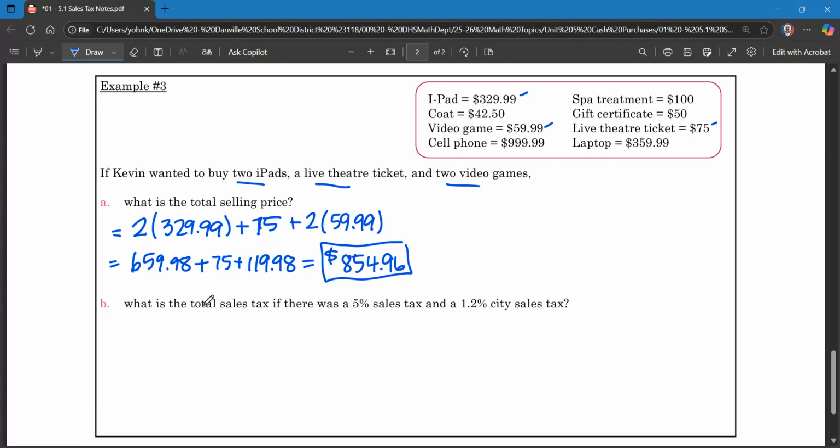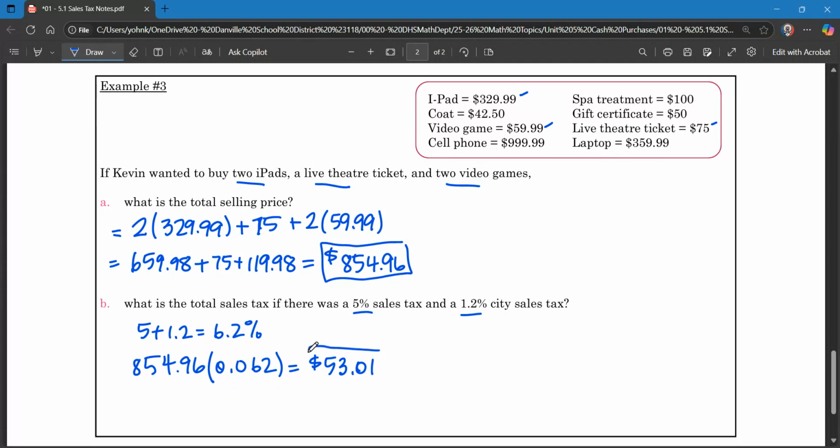Part B, what is the total sales tax if there was a 5% state sales tax and a 1.2% city sales tax? Well, add the percents together first. 5 plus 1.2 is 6.2%. So now take your total selling price, $854.96, and multiply by 0.062. Round to 2 decimals, $53.01.